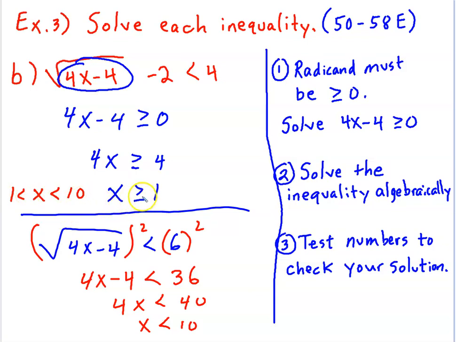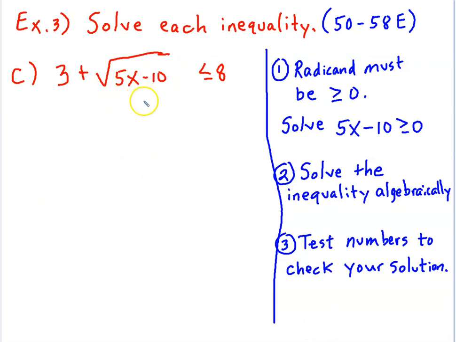And this one, since it says x is greater than or equal to 1, well, I need to go ahead and include this or equal to x is greater than or equal to 1. So that's my final answer for letter B. Okay, let's try one more. So the first thing I'm going to do is solve this to see what x has to be in order for my answers to be real numbers.